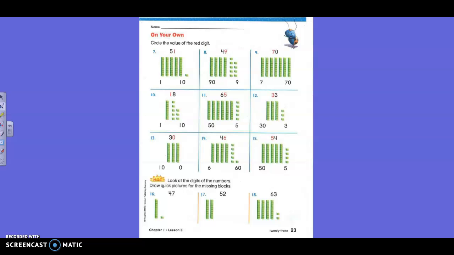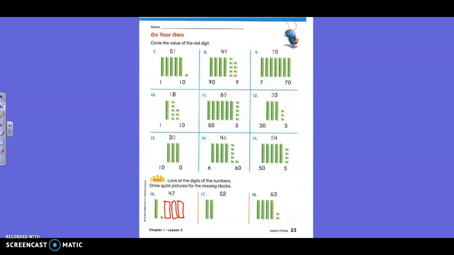How many tens do we need for 40? Vivian? 4. We need 4. We only have 1, so how many more do we need, Vivian? 3 more. We need 3 more tens. So you draw 3 more tens. Do it right now. I'm helping you out here.